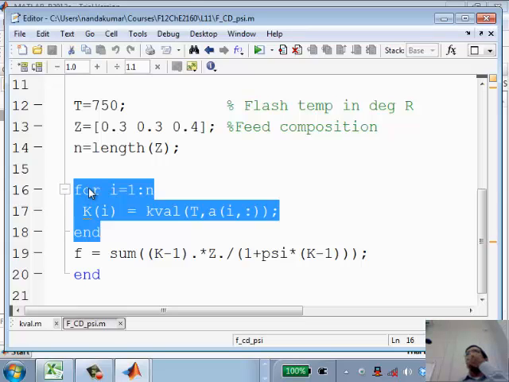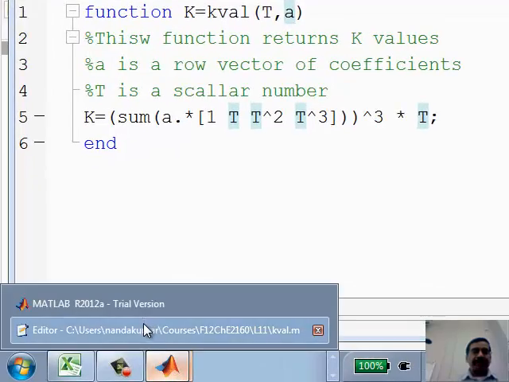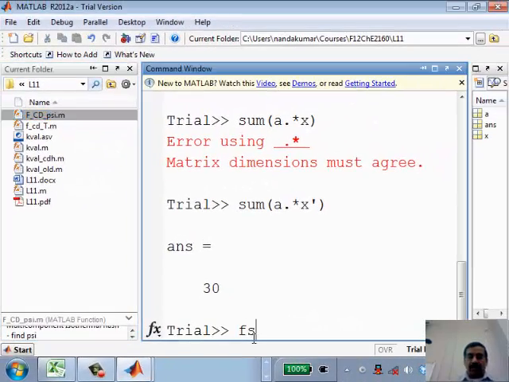Any questions on that? Now, how do I use this to solve the particular problem? I need to save this. I need to save the K value. And then I go to MATLAB and I call fsolve. And I give it the name of the function. The name of the function is fcd psi.